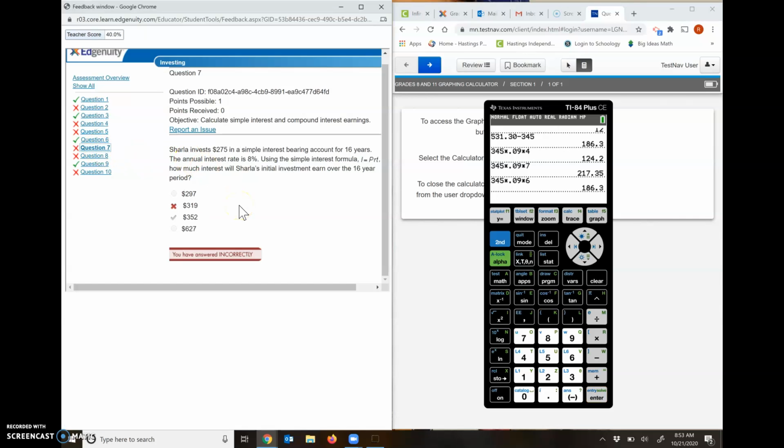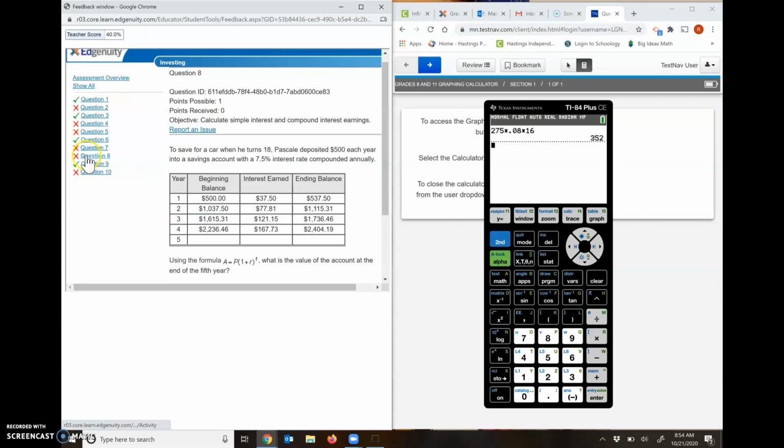7. Charlotte is going to invest $275 in simple interest for 16 years. That's a long time. The annual interest rate is 8%. Using the formula, how much will Charlotte's investment earn over a 16-year period? So she put in $275. Her rate is 8%, and she did it for 16 years. So she gets $352. So that third option there.